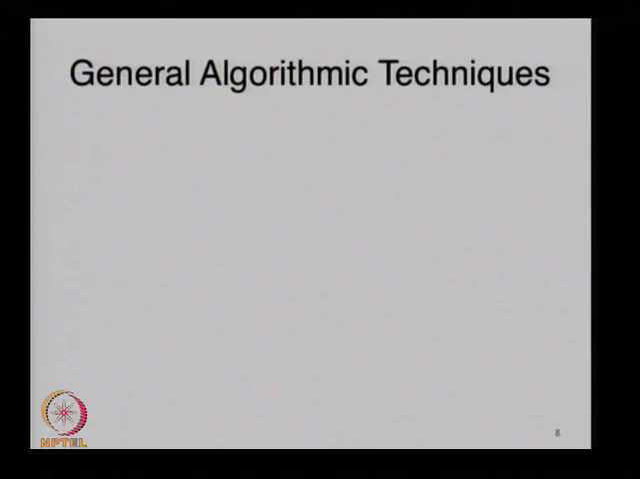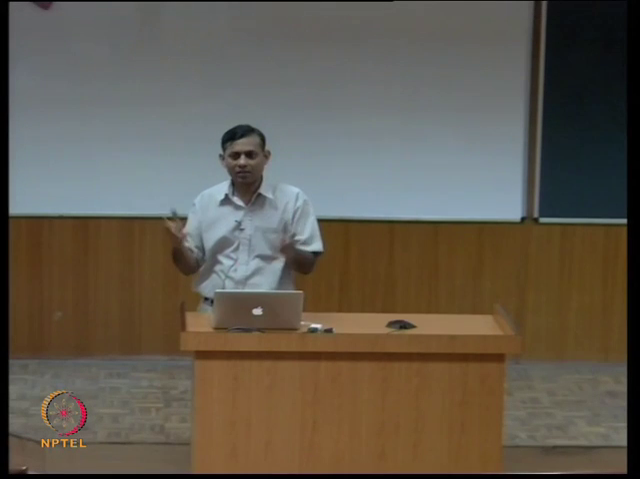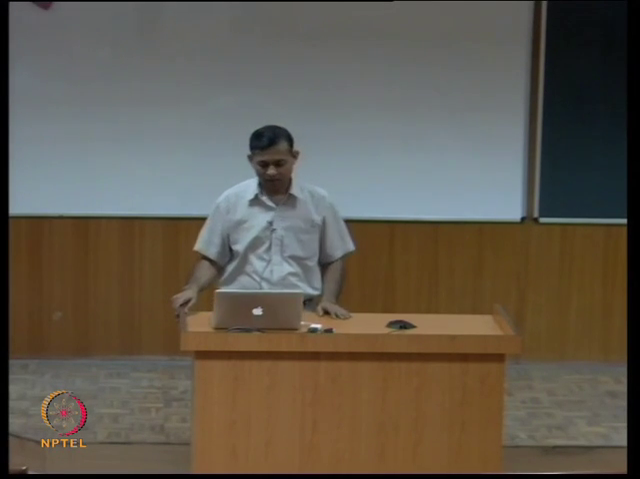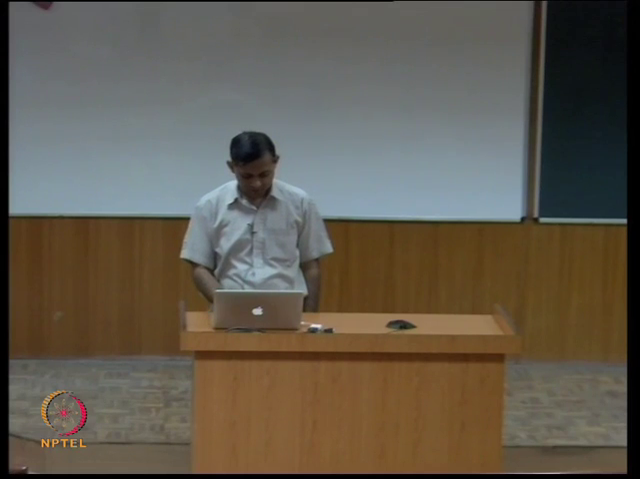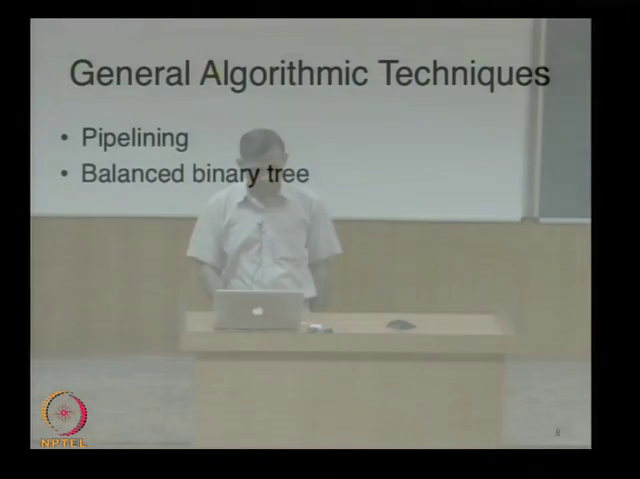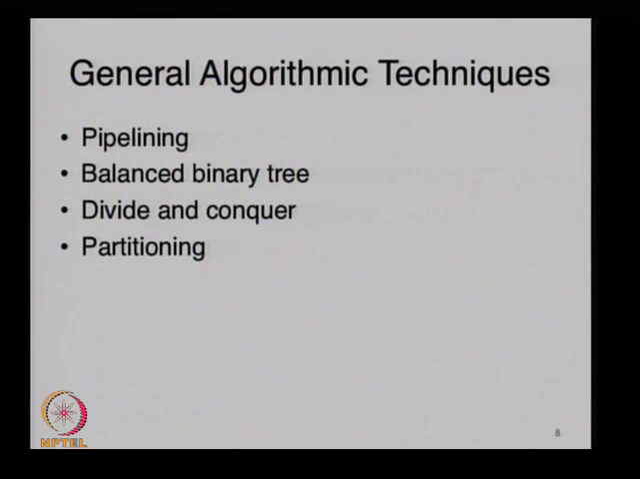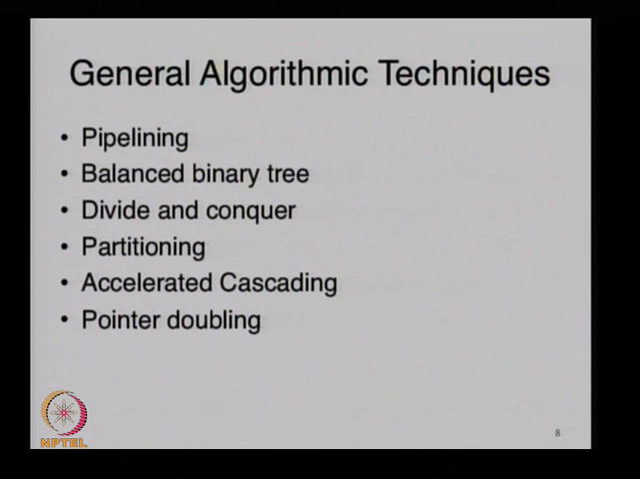So let's get back to the general algorithmic techniques we have discussed so far. There are a couple that I hadn't got around to finishing that I'll do now, before moving on to talking about specific generic algorithms: how do you sort, how do you balance a tree, and things of that sort. We talked about pipelining, balanced binary tree, divide and conquer, partitioning, accelerated cascading. Pointer doubling is the last thing we were doing. I'm going to start there and give you a very quick review of pointer doubling. And then symmetry breaking is the thing we are going to talk about next.